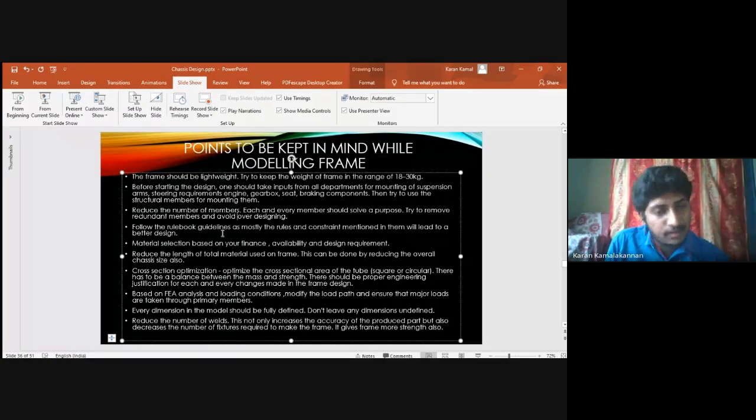Follow the rulebook guidelines. Yes, it is a must, because if you follow the rulebook perfectly, naturally you will come up with a better design, and for the technical inspection also it will be very easy for the team to get cleared as early as possible.